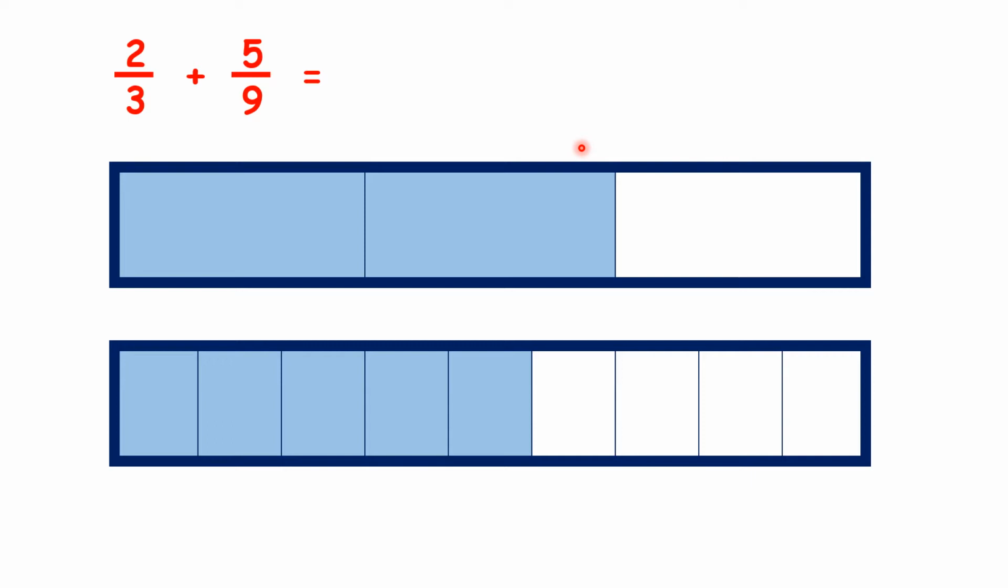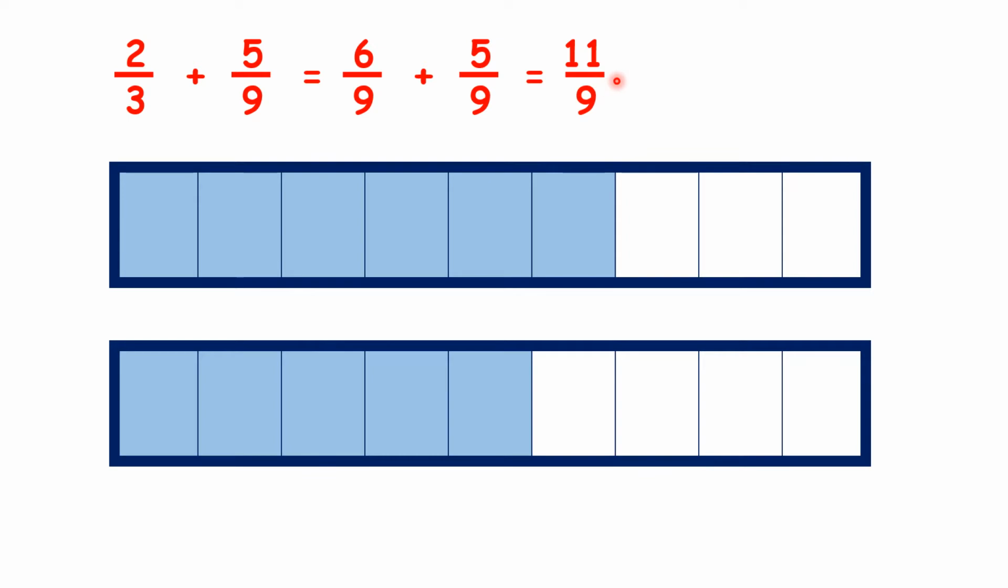So let's look at what we did here. We had 2/3 and added 5/9. 2/3 is the same as 6/9. So when we added 6/9 and 5/9, we got 11/9. And as a mixed number, that gives us 1 2/9.